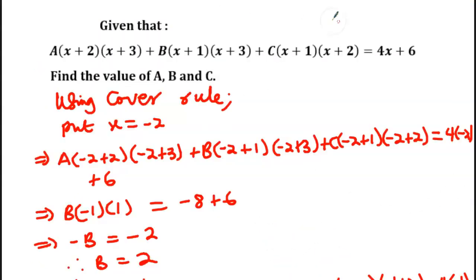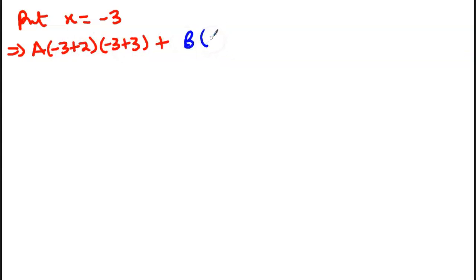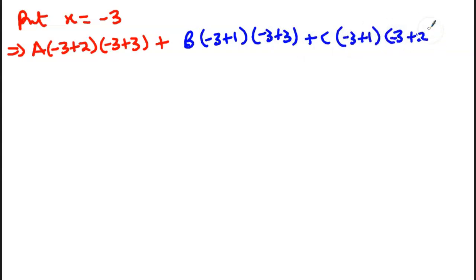So let's do the last one, c. We have x plus 3 here, x plus 3 here. So when you put x is equal to minus 3, these two terms will go, and then we'll be left with c. So we can easily find c. So put x is equal to minus 3. In that case, we are going to have a times (minus 3 plus 2)(minus 3 plus 3), plus b times (minus 3 plus 1)(minus 3 plus 3). Then we go to the last one, c times (minus 3 plus 1)(minus 3 plus 2), which is equal to 4 times minus 3 plus 6.